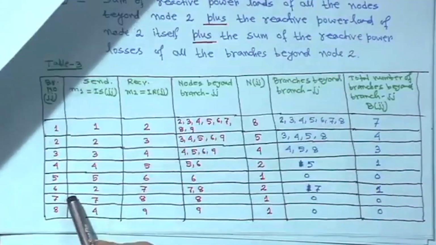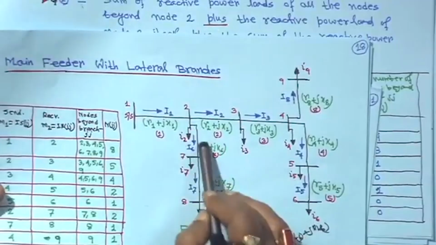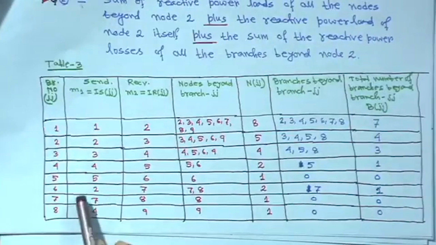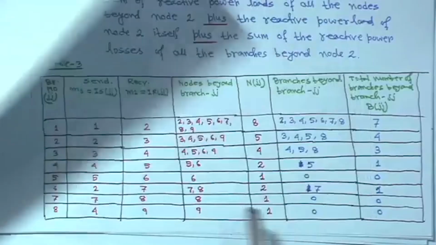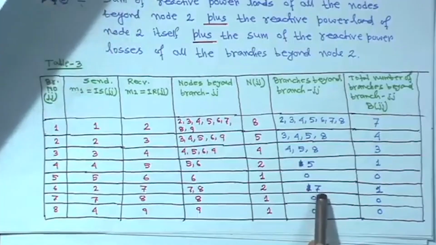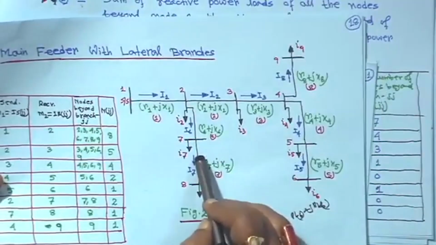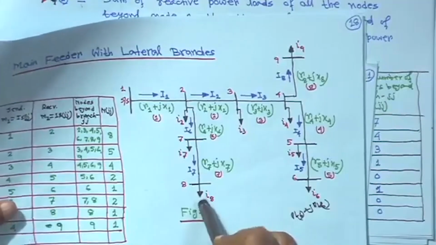Similarly, if you come to branch 6, that is 2 to 7, beyond this branch only one branch is there. So, 2 to 7 is branch 6, with 2 nodes, 7 and 8, and only one branch, that is branch 7. So, BJJ is 1. Similarly, if you consider branch 7, beyond this branch there is no branch, so BJJ will be 0.